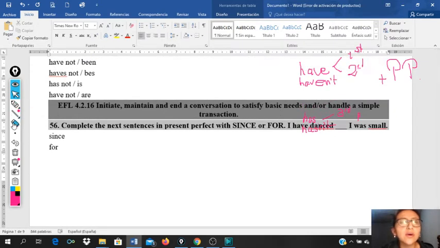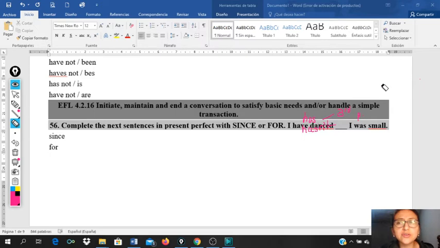Okay? Okay. In the next questions, we are going to use the adverbial times since and for. Vamos a utilizar los adverbios de tiempo since and for. What is the meaning of since? Desde, muy bien. And what is the meaning of for? Por, muy bien. Ok, so since, desde, and for.